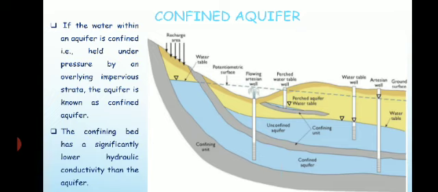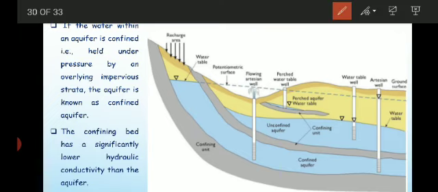As the word tells you, confined means it is held under pressure, confining pressure, you might have heard, right? So if the water within an aquifer is confined, meaning it is held under pressure by an overlying impervious strata, the aquifer is known as a confined aquifer. Here you can see the gray colored portion, right? That is a confining unit.